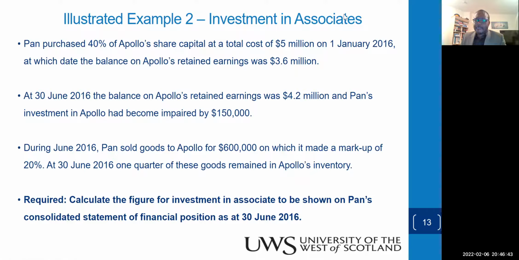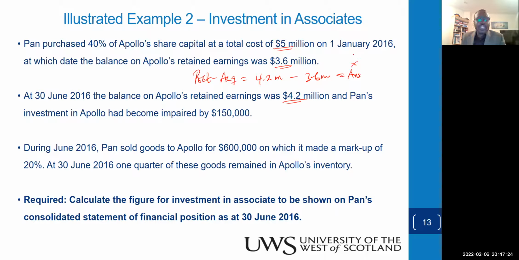So Pan, the date is hidden, let me check. Pan purchased 40% of Apollo's share capital at the cost of investment of 5 million on 1st January 2016, at which day the balance on Apollo's retained earnings was 3.6. I'm not really interested in the pre-acquisition profit. On 30th June, 6 months later from 1st January 2016, the balance on the retained earnings has increased. So my post-acquisition profit, which I'm really interested in, becomes 4.2 million minus 3.6 million. That's what I get.